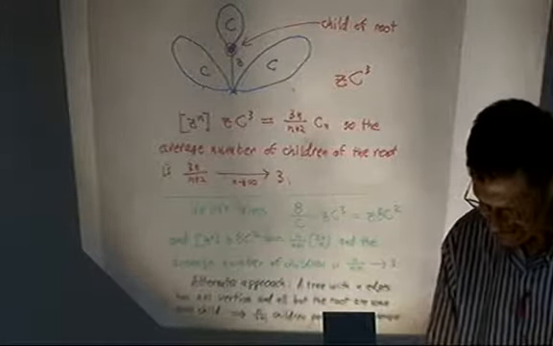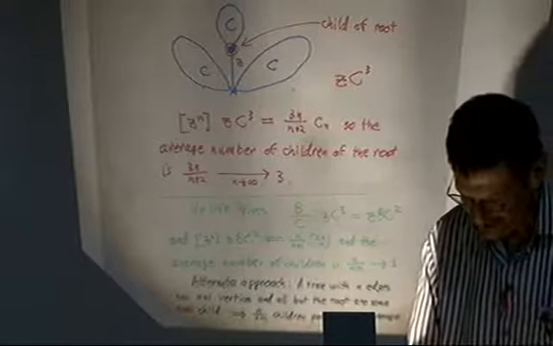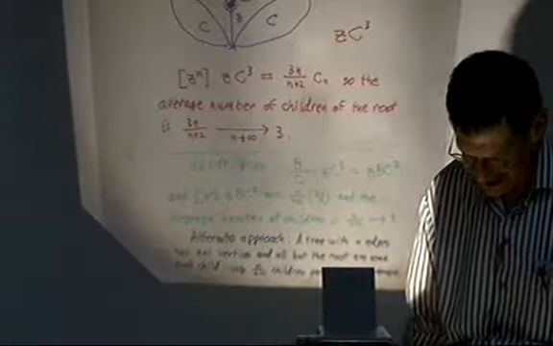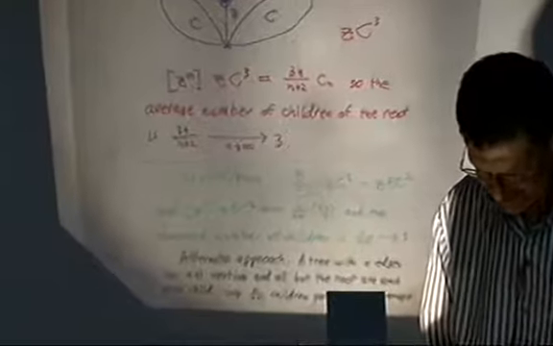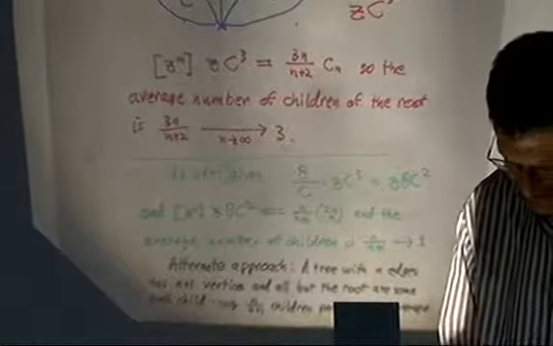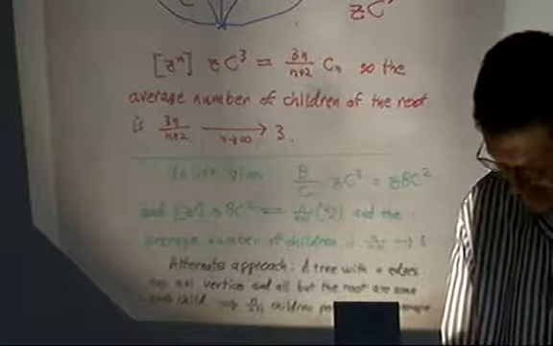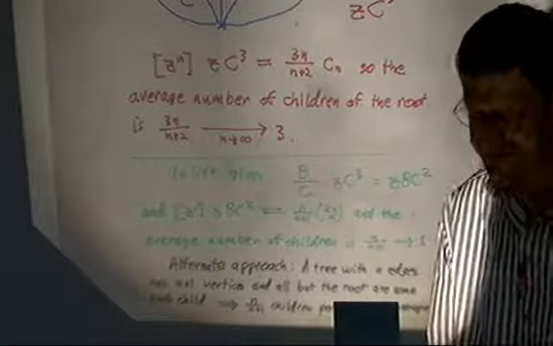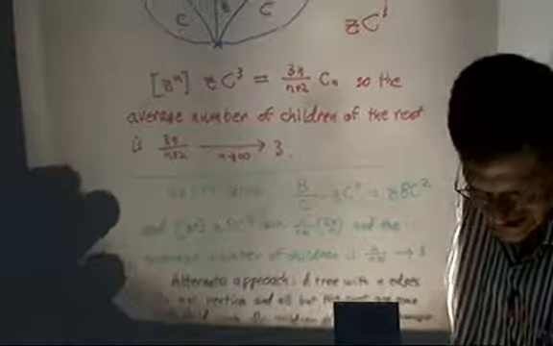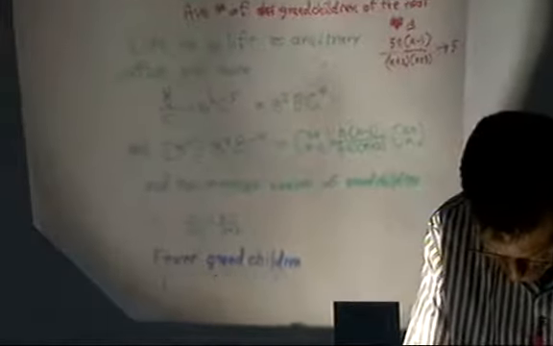Actually we could think about that. A tree with n edges has n plus 1 vertices. Each of the n plus 1, except the root, is somebody's child. So we could have done this with no machinery whatsoever. Grandchildren at the root. Well, very similar computations.